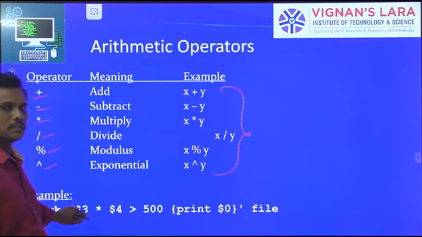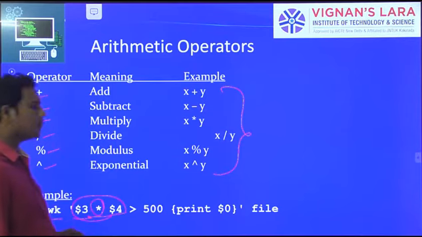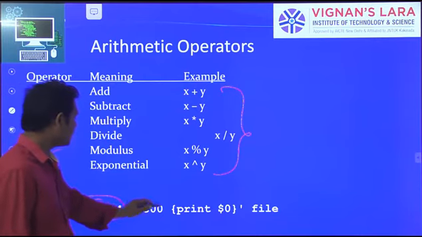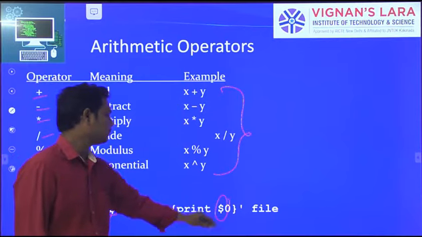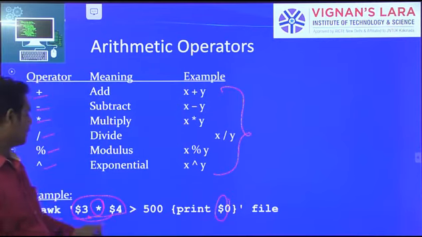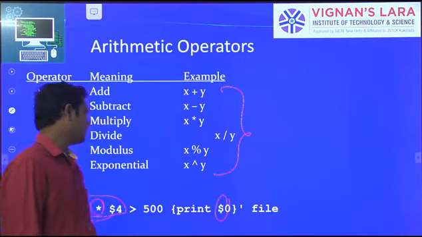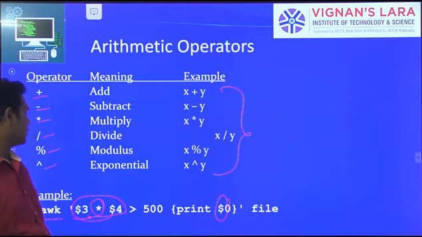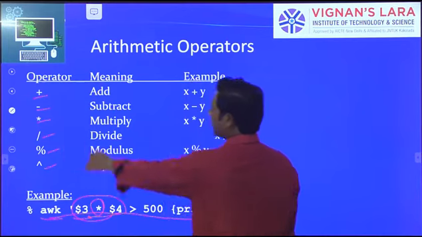So how is it used? In AWK, $3 is a positional parameter. $3 multiply $4. These both are multiplied using which operator? The multiply operator. Then, if it is greater than 500, you print $0. If it is not greater than 500, it will not print. So this is a small syntax for how we write these operators in the program.